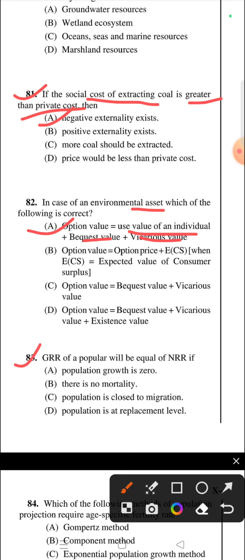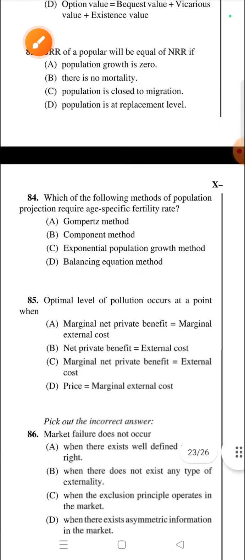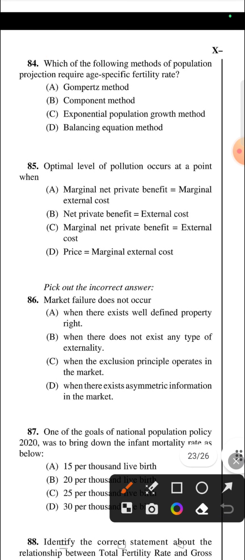Question number 83. GRR of a population will be equal to NRR if there is no mortality. Right answer is option B. Question number 84. Which of the following methods of population projection requires a specific fertility rate? This is the component method. Option B.